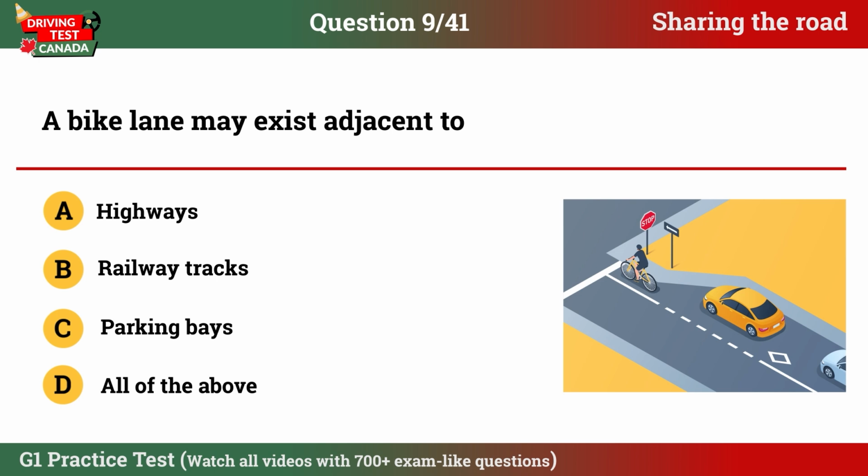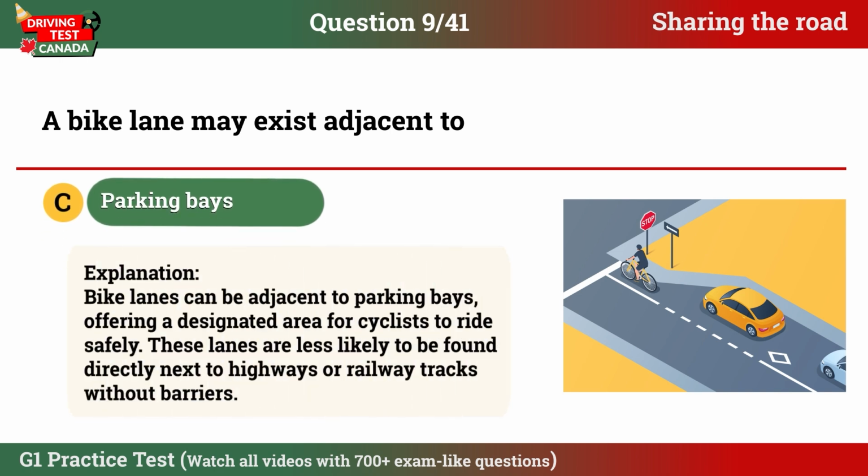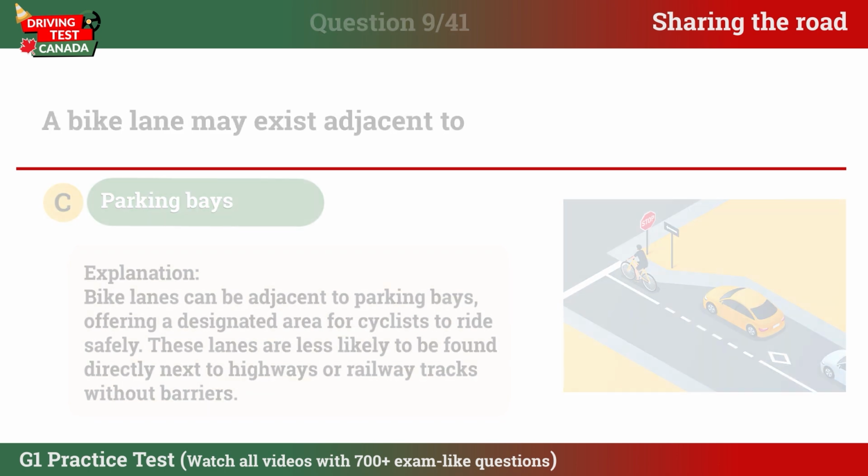The correct answer is C. Parking bays. Explanation. Bike lanes can be adjacent to parking bays, offering a designated area for cyclists to ride safely. These lanes are less likely to be found directly next to highways or railway tracks without barriers.